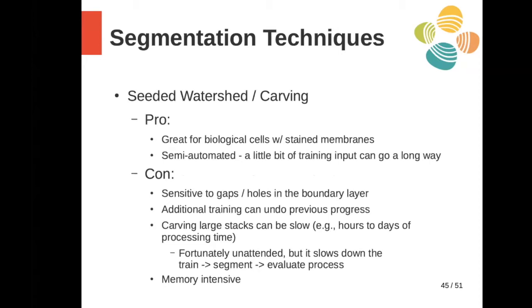It is semi-automated, so a little bit of training can go a long way, provided that it's a good data set, good image stack. Some cons are that it can be sensitive to gaps or holes in the boundary layer. So if you have a hole in the dike, the water gets through. Also, additional training can undo previous progress. You might have it mostly working and almost like the results, but then you touch something up, say, okay, this actually was a boundary, and it might decide that it won't flood this far because it's getting too close to what it thinks might be a boundary.